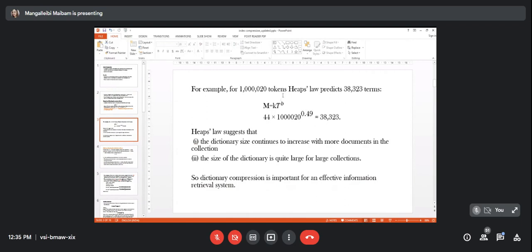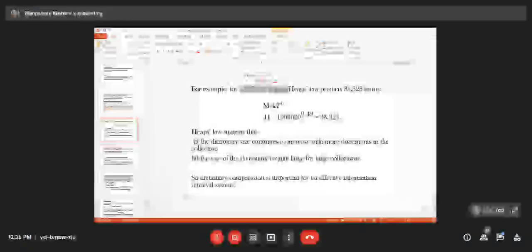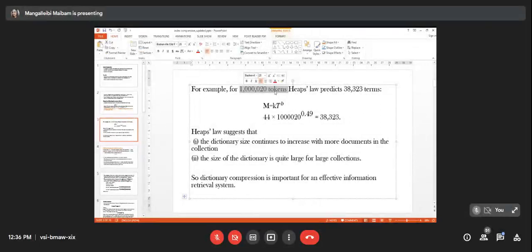For example, if there are this number of terms or tokens, they are similar, okay? We have seen this in the inverted index, in our second topic, where we saw about these tokens. Tokens are nothing but the dictionary terms. Each individual term we will be considering as a token. So these are tokens, and Heaps' law predicts the number of terms.